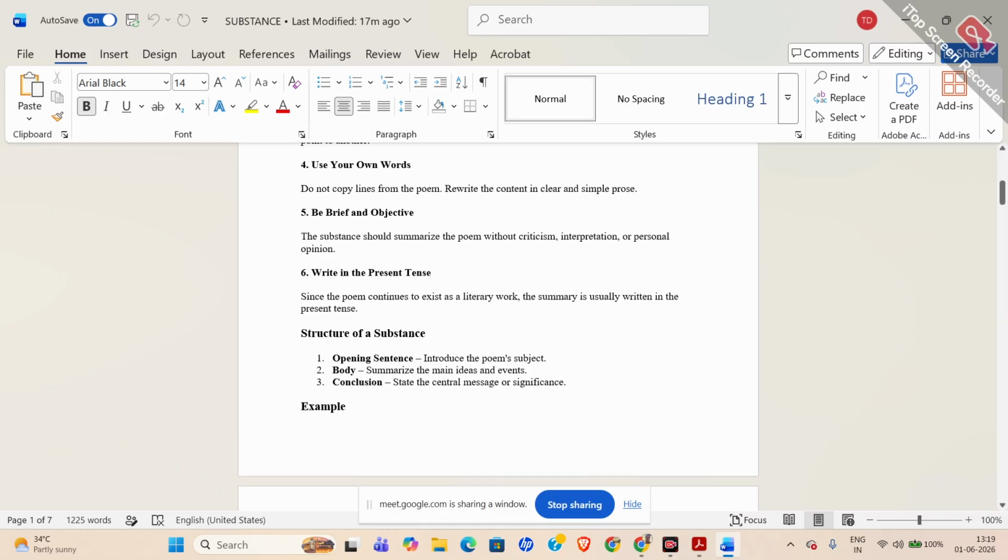এইবারে তুমি সাবস্টেন্স লিখছো মানে কিন্তু তুমি বিশাল কিছু লিখছো না। You are not going to write pages. একটা 15 নম্বরের আনসার you are not writing. So you have to be brief and objective. The substance should summarize the poem without criticism, interpretation or personal opinion.